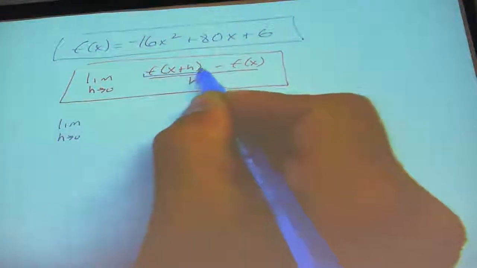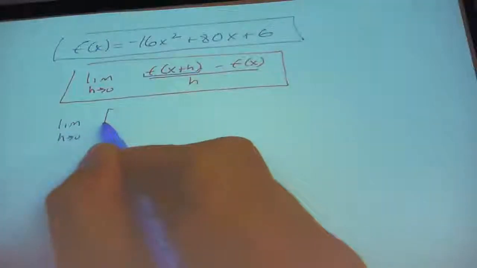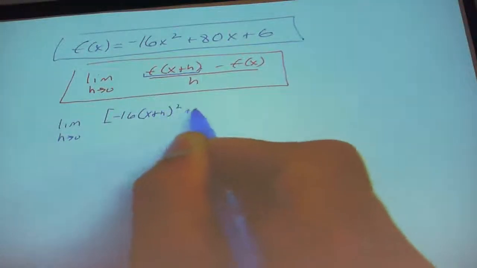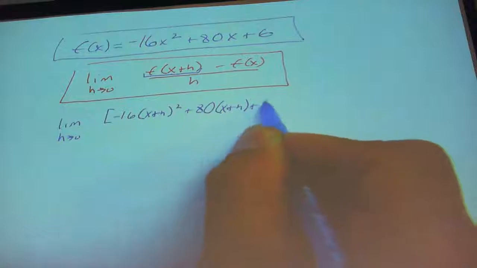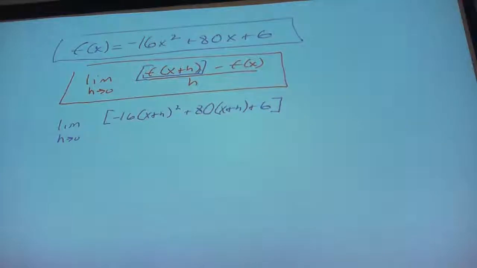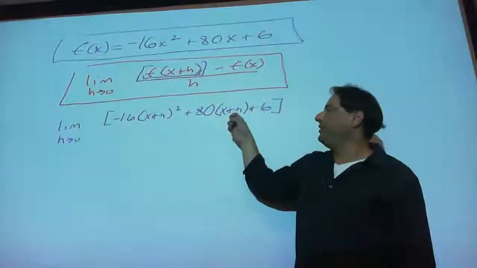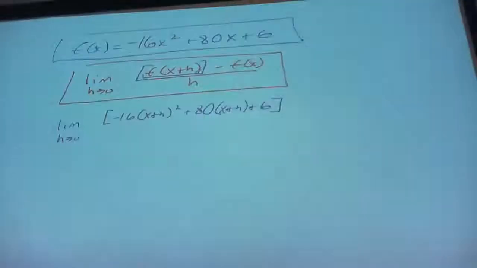This one tells me, go to my function, and what am I going to plug in? 16, where there's an x, what am I going to put? x plus h, plus 80. What am I going to put for x? x plus h, plus 6. Stop there. Does everyone see how I did that? For some reason, it just drives people nuts, and I know it looks weird, but all it's telling you is go to the function, everywhere there's an x, put an x plus h. Are we okay?